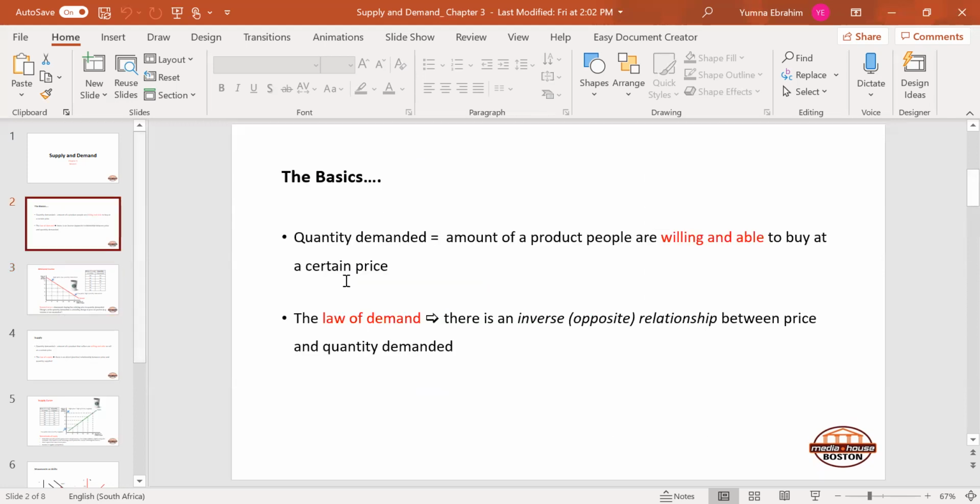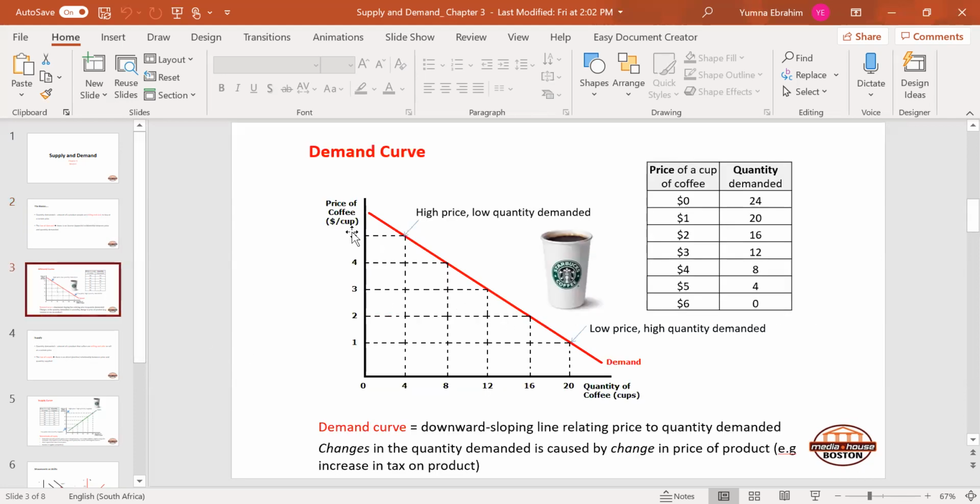And as I said earlier, the amount that people are willing and able to buy at a certain price is the law of demand. There is an inverse or opposite relationship between price and quantity demanded. And that's exactly what you see here. As the price drops, the quantity people buy increases. So lower price, higher quantity demanded.